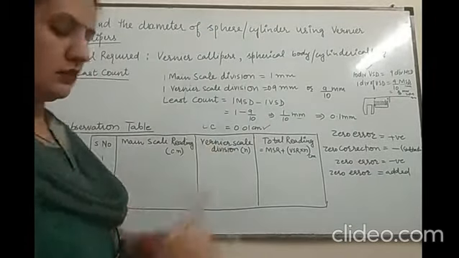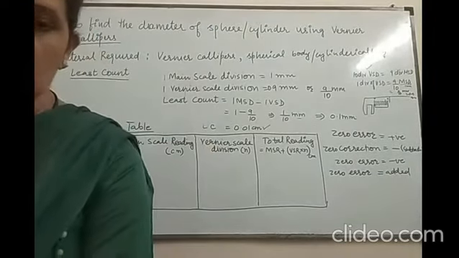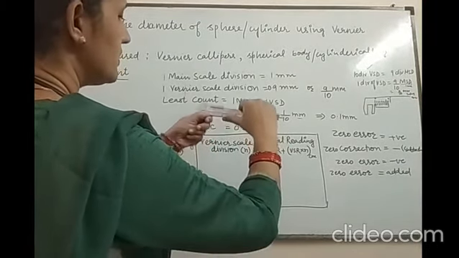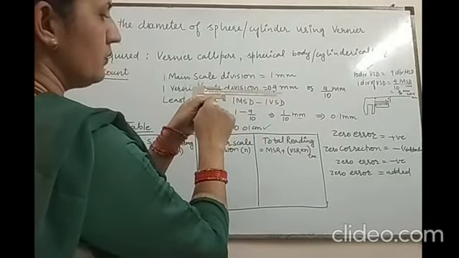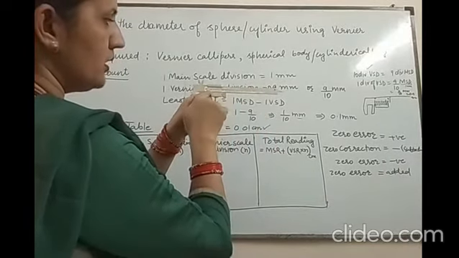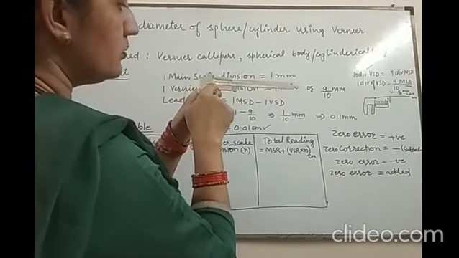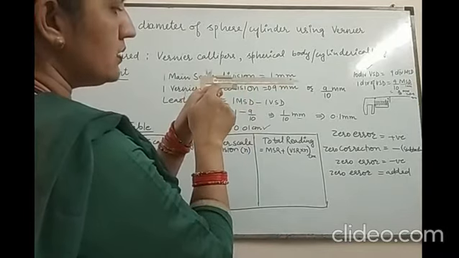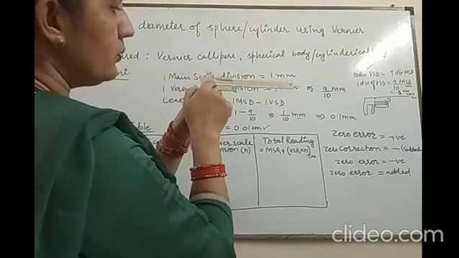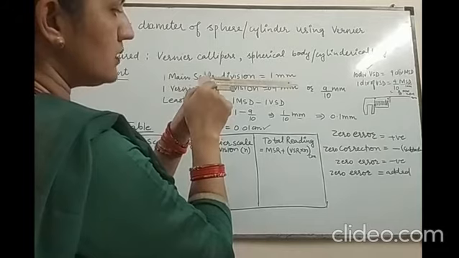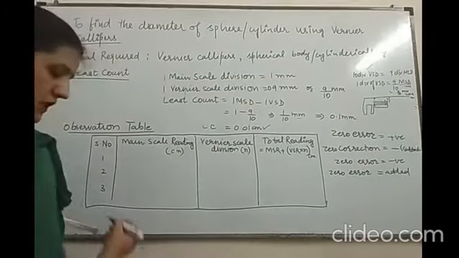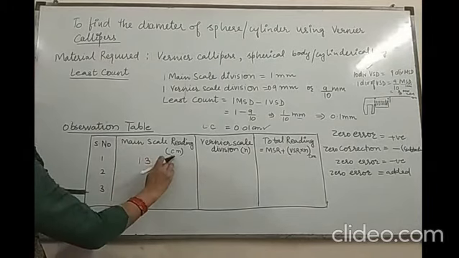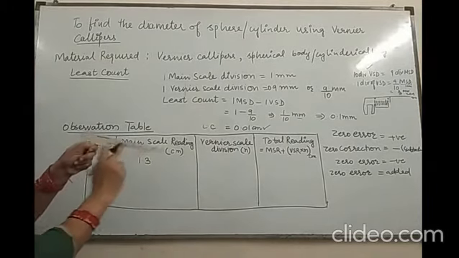When you keep the object in between the jaws, what do you observe? The 0 of the Vernier scale is shifted from the main scale. The value on the main scale where the 0 of the Vernier scale coincides is 1.3. So write the main scale reading in this column, that is 1.3. This is in centimeters because the main scale is in centimeters.